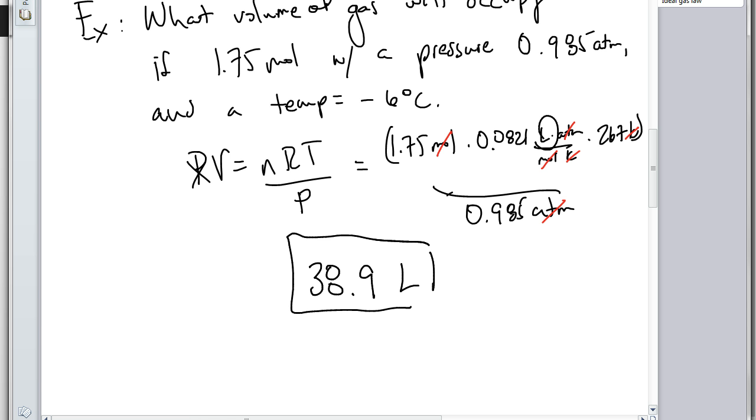I just want to double check that. It seems a little high, but let me double check that really quickly. 0.0821 multiplied by 267 divided by 0.985. Yep, it checks out.